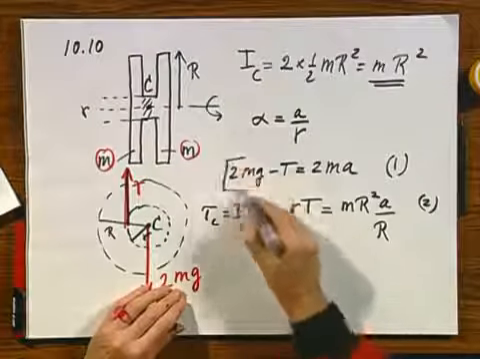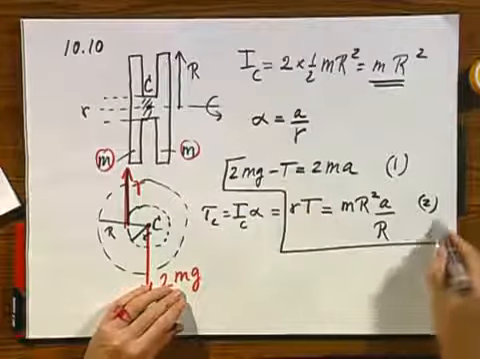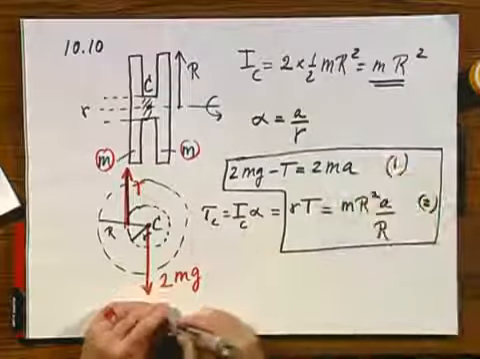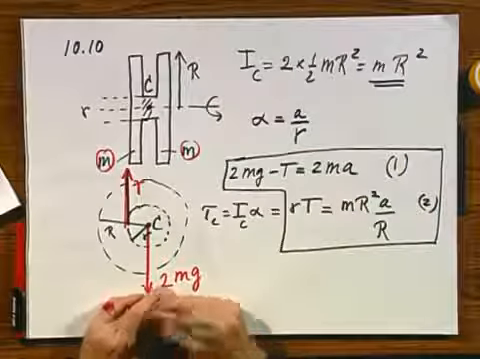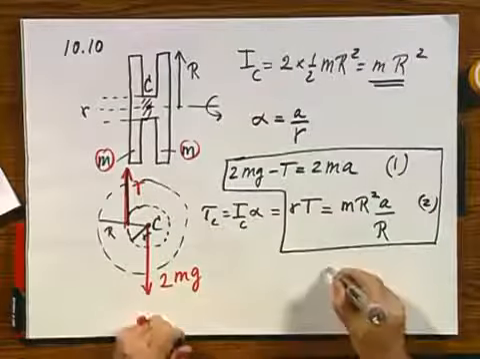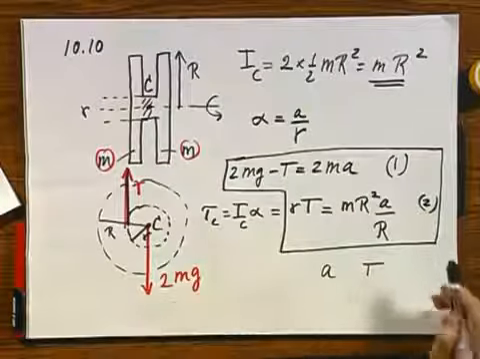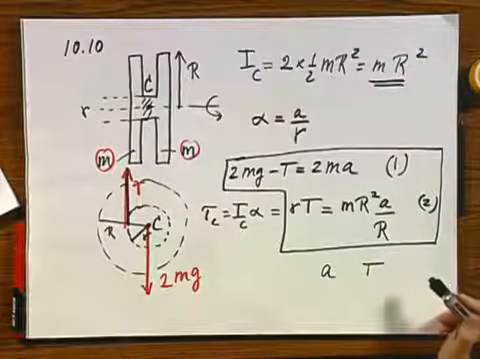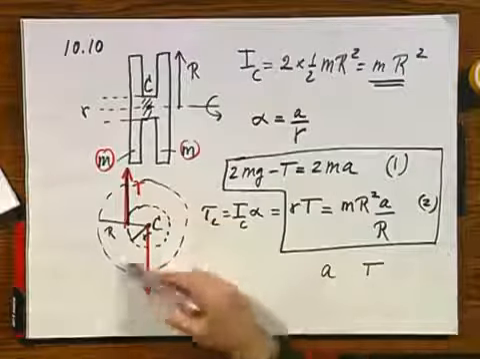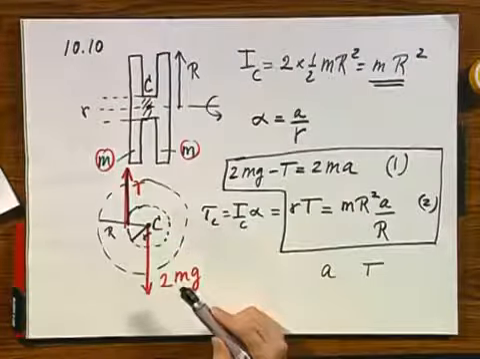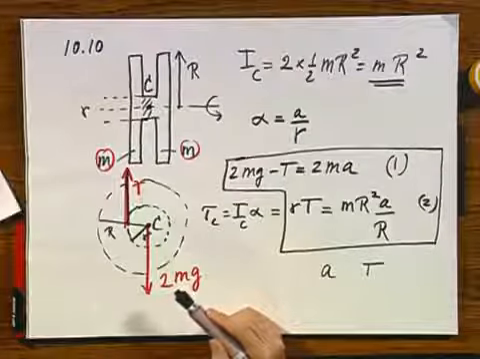So here we have two equations and two unknowns, and you should be able to solve for both A and T. It's completely identical to what we have done before. There really is no difference, except that the geometry is slightly more complicated.